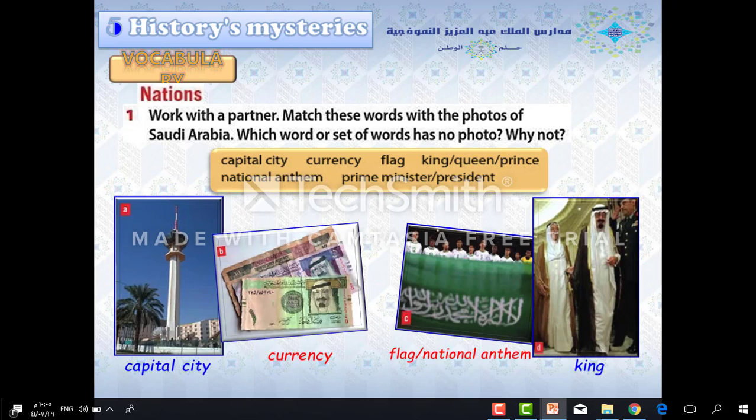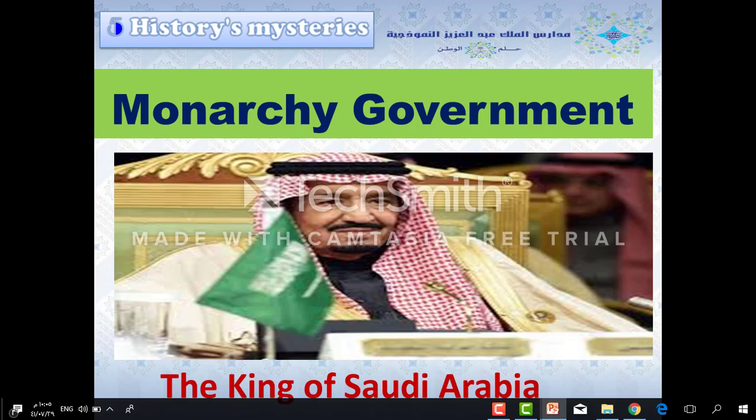So, what is the word that has no photo here? It is Prime Minister. And in Saudi Arabia, we don't have Prime Minister. We only have the king. Here is the king of Saudi Arabia. This is King Salman. And the government of Saudi Arabia is monarchy government. So the monarchy government, this is the type of government in Saudi Arabia.